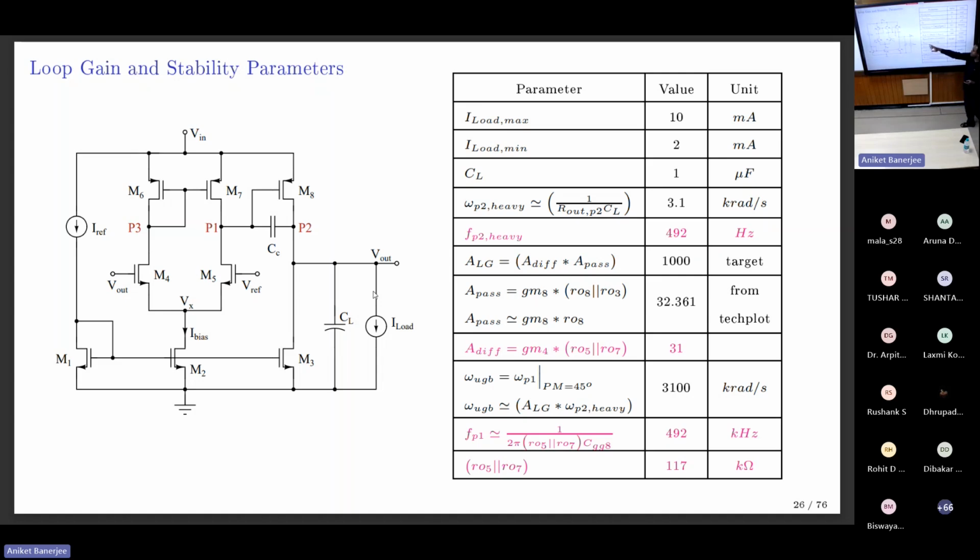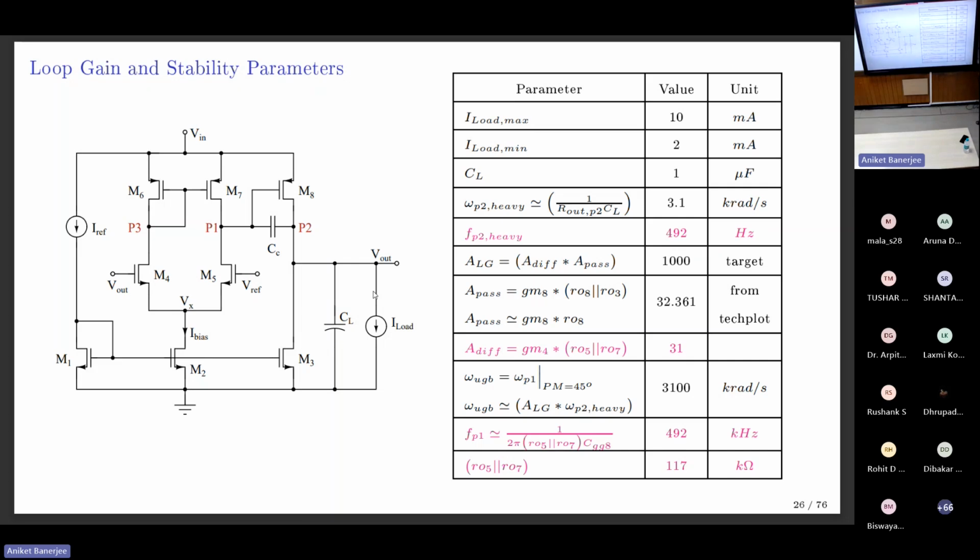The diff amp gain into the second stage gain is 1000. 1000 divided by 32, whatever this number is, gives you the first stage gain. Now we have to size the diff amp to meet this DC gain. So this is addressing the DC PSRR spec.